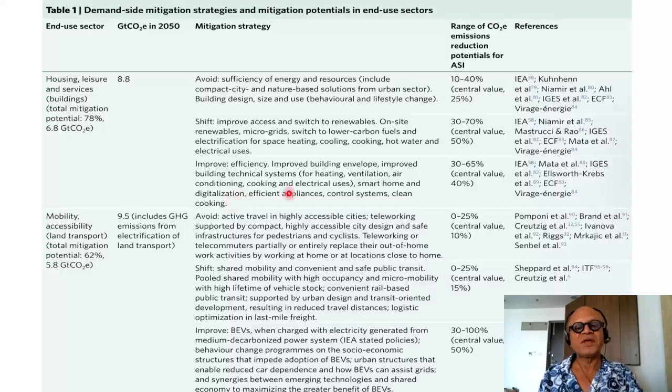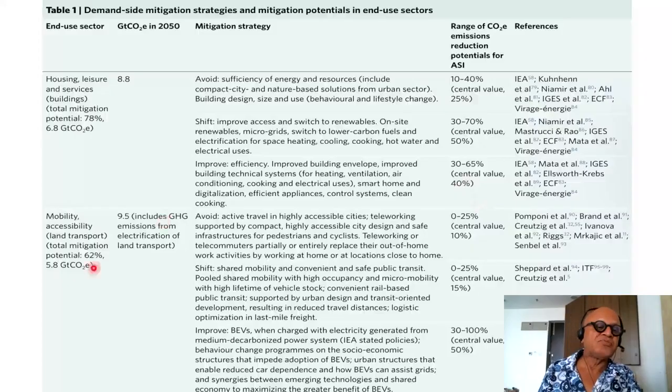Under improvement, it includes efficiency, improved building envelope, so loss of cold and heat, improved building technical systems for heating, ventilation, air conditioning, cooking, and electrical uses, smart home and digitalization, so Internet of Things and Internet of Everything and so on, which is already happening. We have looked at these elsewhere. Efficient appliances, control systems, and clean cooking with the potential of 30 to 65% range of CO2 equivalent emission reduction, the central value of 40%.